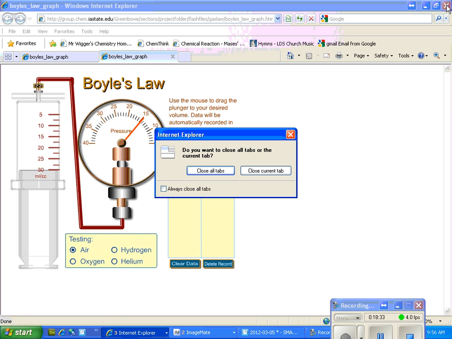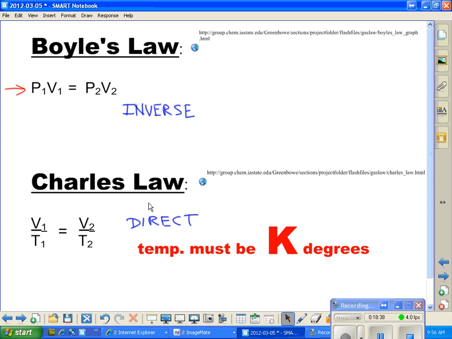Now let's go back and close this out, and let's look at Charles' Law. What kind of a contraption do you think they'll have for a Charles' Law? What are the 2 variables? Okay, so volume, they've got to have a little plunger of some sort, right? Because that's going to be the variable of the volume. And then what are we going to do to change the temperature? Well, there's going to be a thermometer there somewhere, yeah?